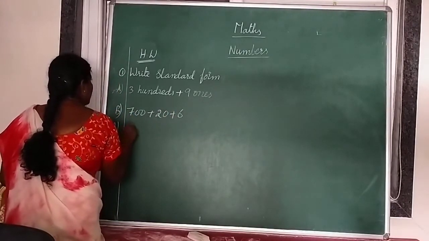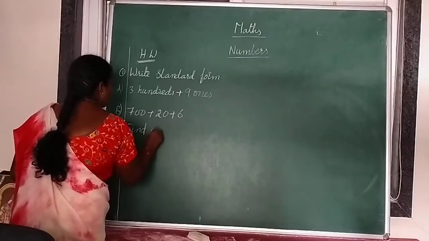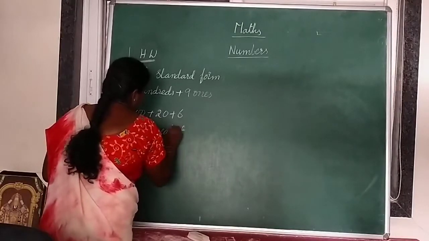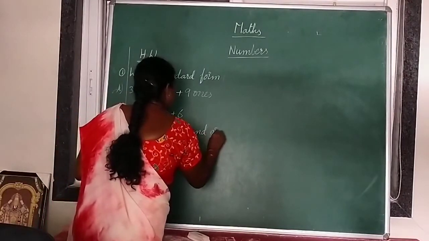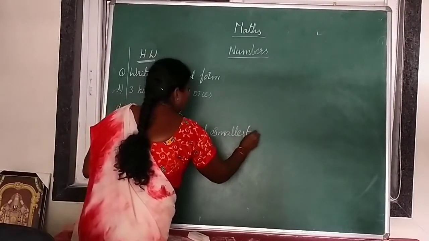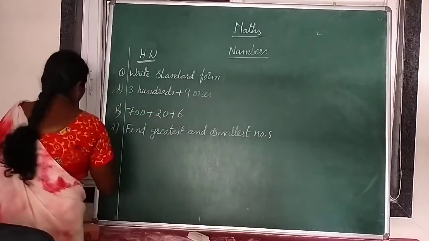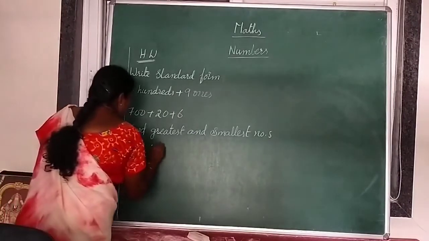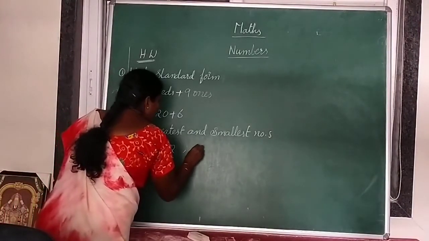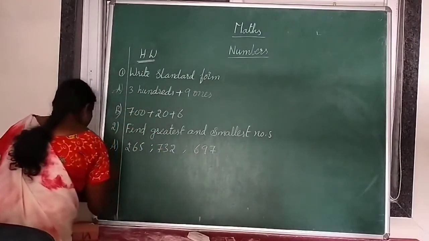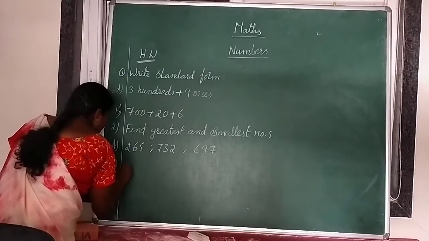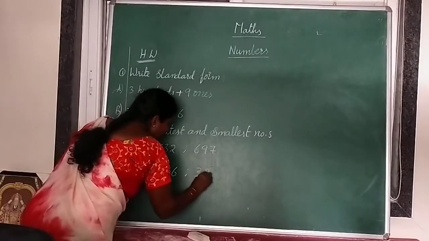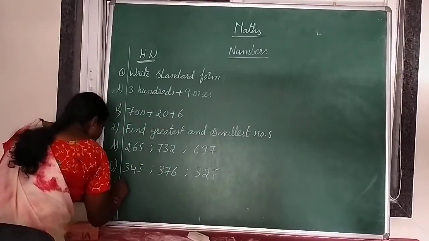And next, find greatest and smallest numbers. 265, 732, 697. And next question. 345, 376, 325.